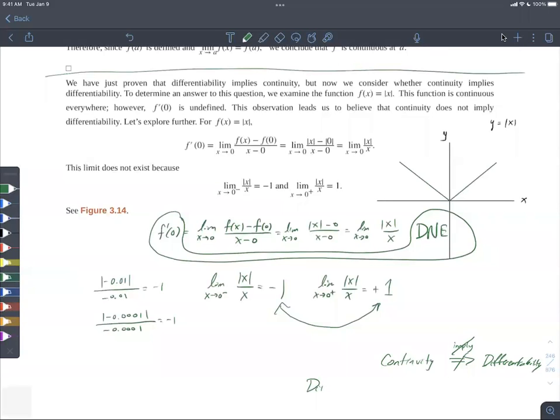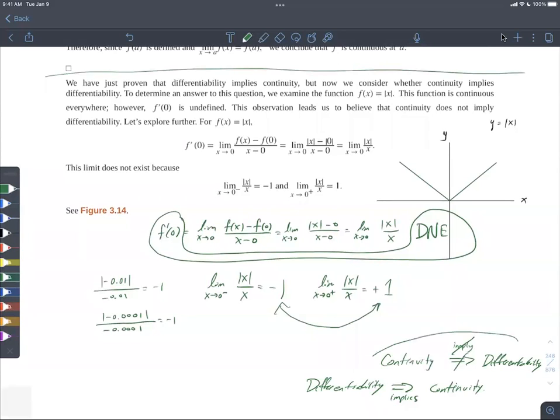But differentiability does imply, I'll put implies, continuity. Okay.